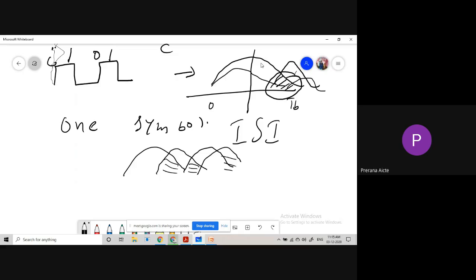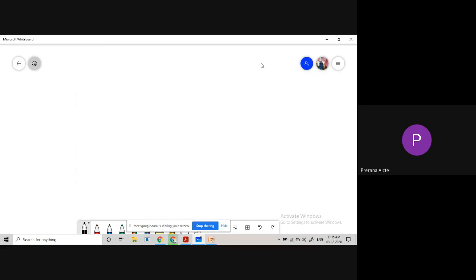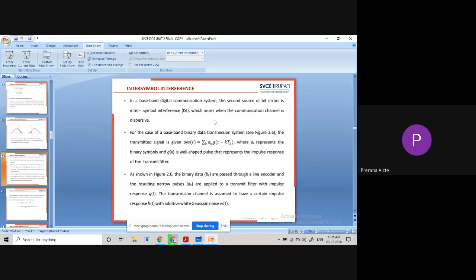Now we'll see the block diagram of intersymbol interference and its operation. In baseband digital communication, the second source of bit error is intersymbol interference, which arises when the communication channel is dispersive in nature. When the communication channel is dispersive, then we get intersymbol interference. So, what is the block diagram of intersymbol interference? Let us see.